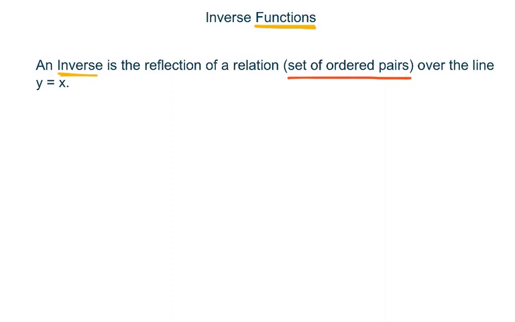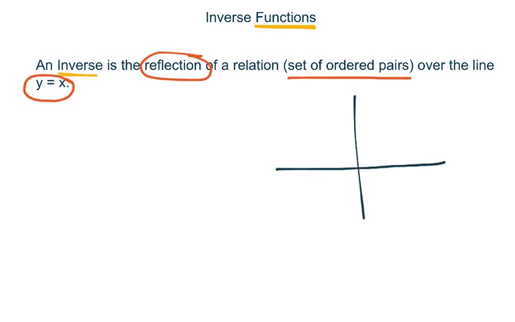Reflection, you know what that is. It's when we flip it over the line y equals x. What do we call the line y equals x? Exactly. We call it the linear parent function. I'm sure you remember what the linear parent function looks like. It cuts the first and third quadrant exactly in half.